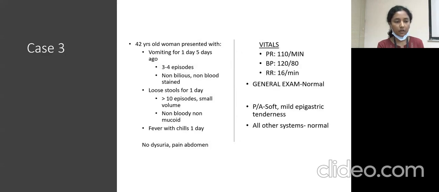And next, we have case number 3, where there's a 42-year-old lady who presented with vomiting for 1 day 5 days ago, loose stools for 1 day, and fever with chills for 1 day. Her pulse rate was 110 beats per minute. Her blood pressure was 120 by 80, and her respiratory rate was 16 breaths per minute. Her general examination was normal. She had a soft abdomen with mild epigastric tenderness, and all other systems were normal.